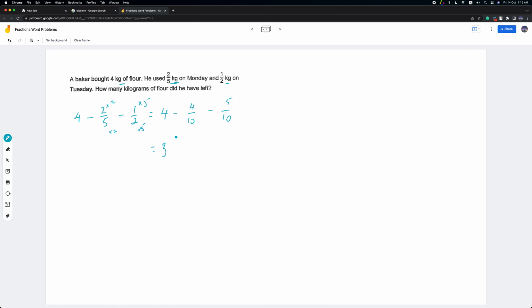This will become 3 10 over 10 minus 4 10 over 10 minus 5 10 over 10. Take note, I did not do the subtraction here first. Another mistake some students might make: for this case we can't do the subtraction because 4/10 is lesser than 5/10. Another mistake that some students make, they will do the subtraction first.